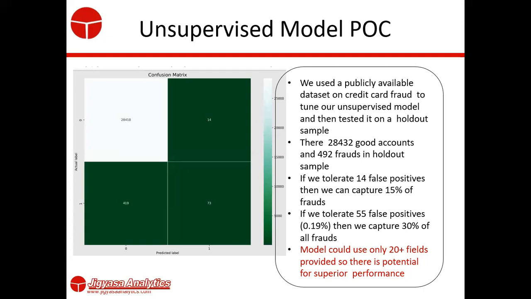And the results show that if we tolerate 14 false positives, then we are able to capture 15% of frauds. If we tolerate 55 false positives, we are then able to capture 30% of all frauds. And this model used only 20-plus fields provided, so there is potential for superior performance.